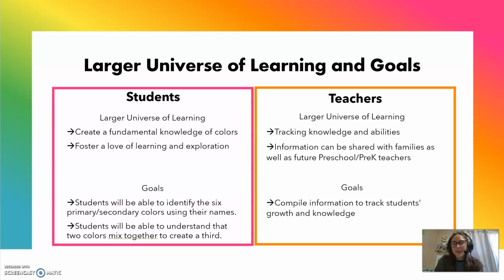While looking at my goals for the students, as a baseline, I would like to have the children be able to identify the 6 main colors using their names, so the primary and secondary colors. And then for some of my older toddlers, which are 2.5 and up, I would like them to be able to understand and demonstrate their knowledge that 2 specific colors mix together to create a third color. And whether it's in the form of a color match, a verbal explanation, or an art project, I would like them to be able to identify that they understand that larger concept.